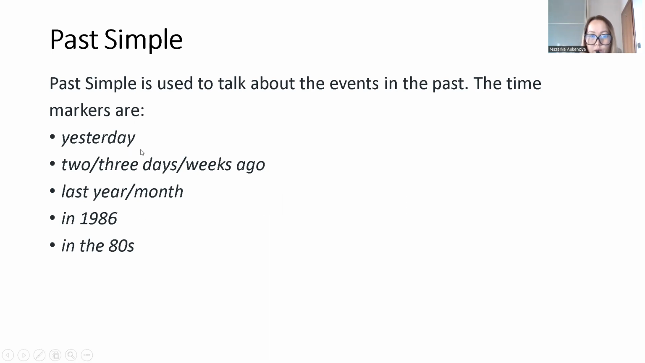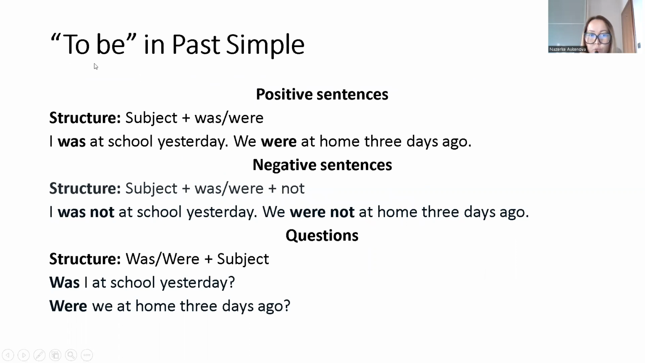So like yesterday, 2 days ago, or 3 days ago, weeks ago, last year, last month, in 1986, in the 80s, and so on. So let me explain about the to be in the past simple. So first of all, we make the positive sentence by the structure, subject plus was or were. So to be in the past is was and were. So we use was with the pronouns like I, he, she, it. But were we use with the pronouns we, you, they.